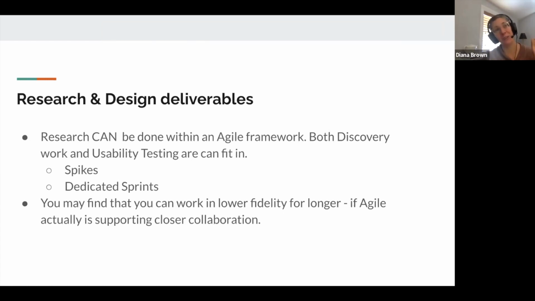I say that with a grain of salt because I know everybody jumps right into their Figma files from the beginning, and it's hard to do low fidelity work, but you might be able to at least stay in wireframey black and white Figma files for longer. Agile really does support closer collaboration when it's at its best. So you may find that you have fewer deliverables or less documentation to produce because the team's been part of it all along.